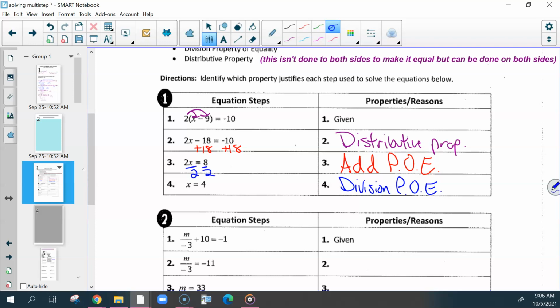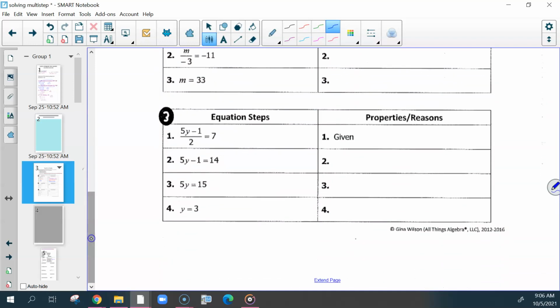Alright, we're going to skip number 2 because I'm going to let you guys try that in a little bit. Go down to number 3. Again, the first one is given because that's your original equation. And then we're looking at from step 1 to step 2, what did they do?